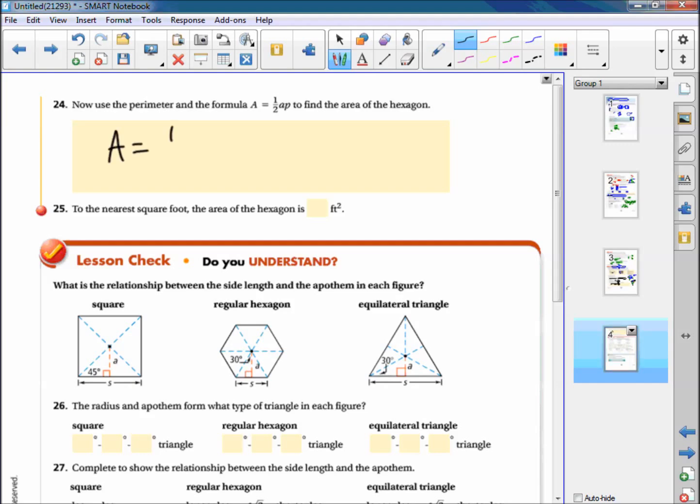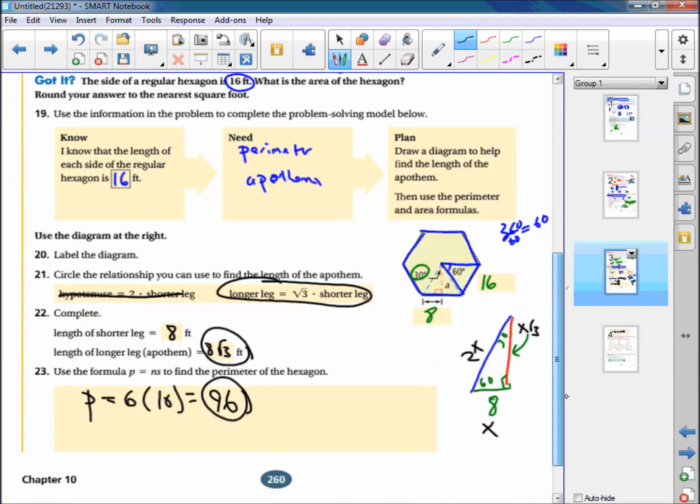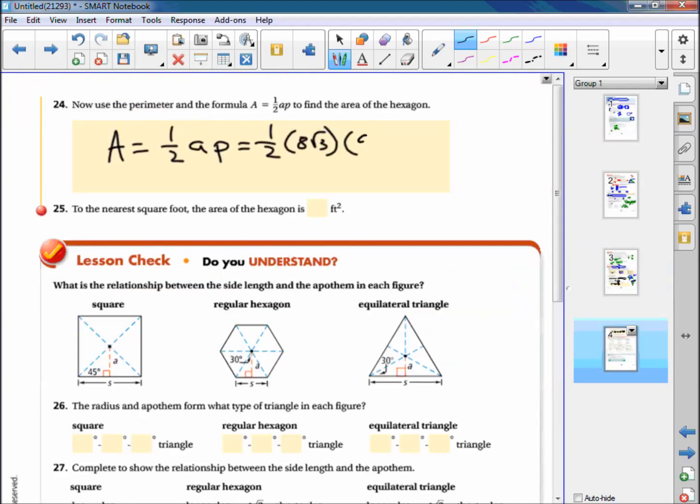So the area is equal to 1/2 times the apothem times the perimeter. So 1/2 times 8 root 3 times, and I forgot the perimeter already, it was 96. Okay. And that's what's going to work out the exact answer, but we don't have to find an exact answer. All we have to do is type this on our calculator and round to the nearest square foot. So this is going to be about 665 when I round it. Okay, so 665 square feet.